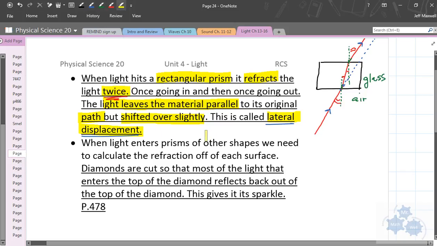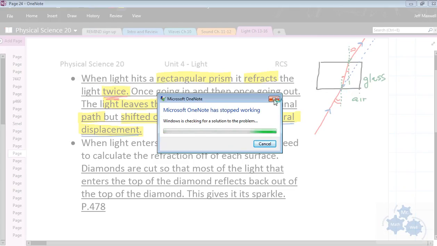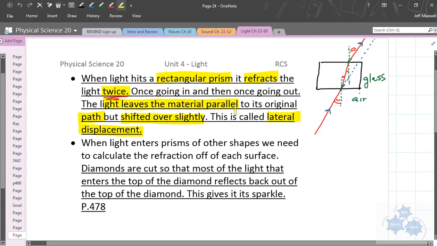All right, when light enters prisms of other shapes, we need to calculate the refraction off of each surface. So diamonds are cut so that most of the light enters the top of the diamond and reflects back out of the top of the diamond. This is what gives diamond its sparkle. So in different shapes of glass, or in this case diamond, so if we're talking about diamonds of different shapes than rectangular, light is going to bend differently.